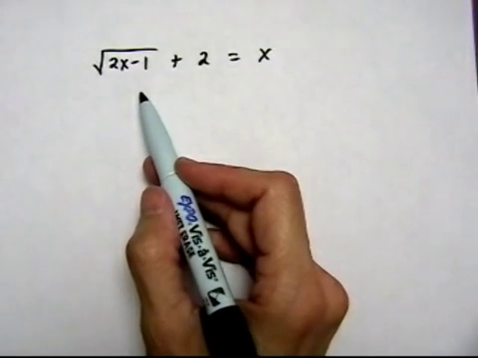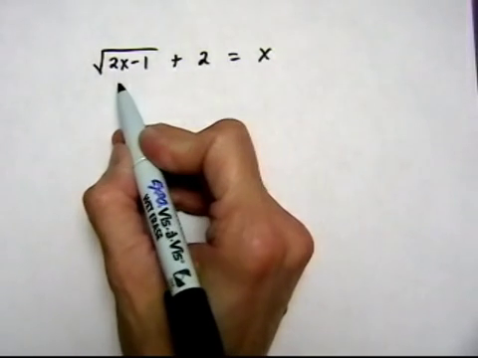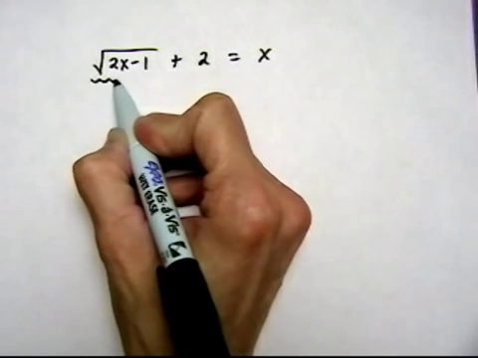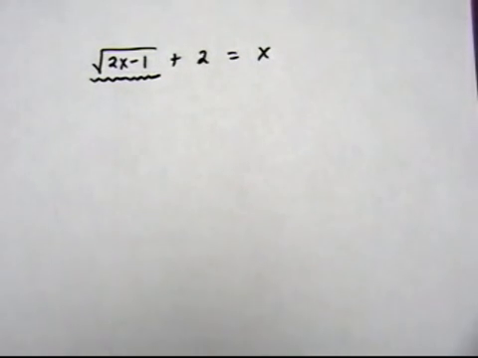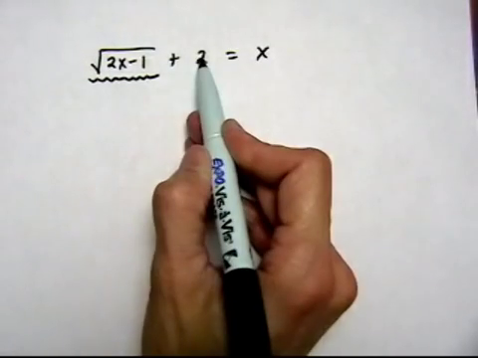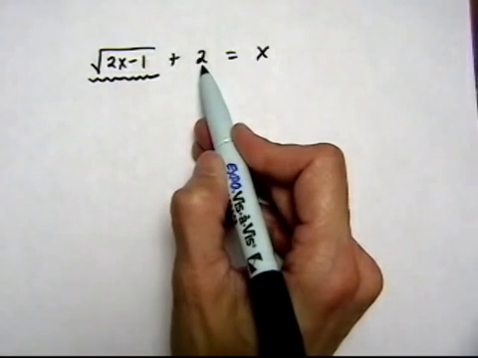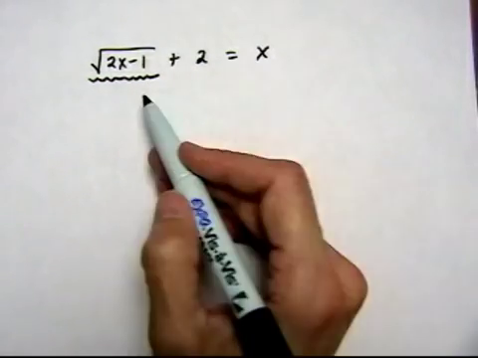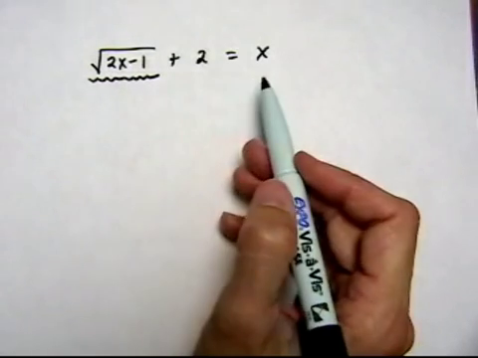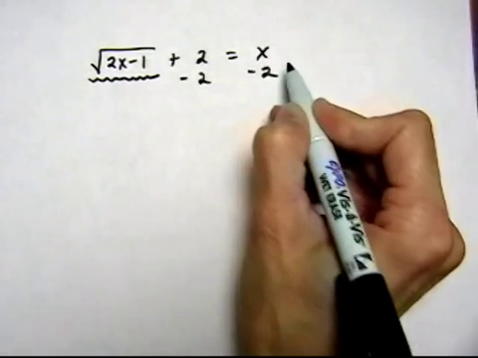Square root of 2x minus 1, plus 2, is equal to x. The first thing we have to do is isolate the root, because we don't want to square both sides until it's isolated. If we square both sides right now, we're going to have the square root of 2x minus 1 plus 2 times itself, and we're going to have to FOIL it out, and we'll get a huge mess of stuff. So first we need to isolate the root.